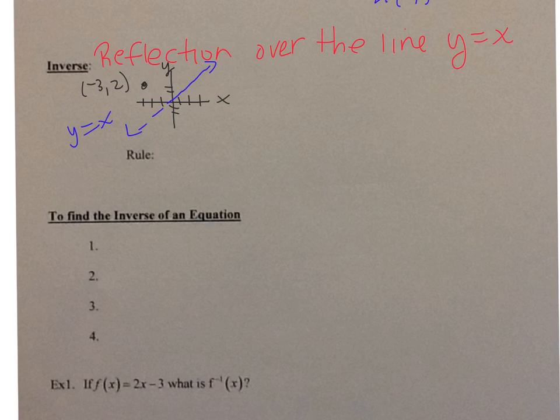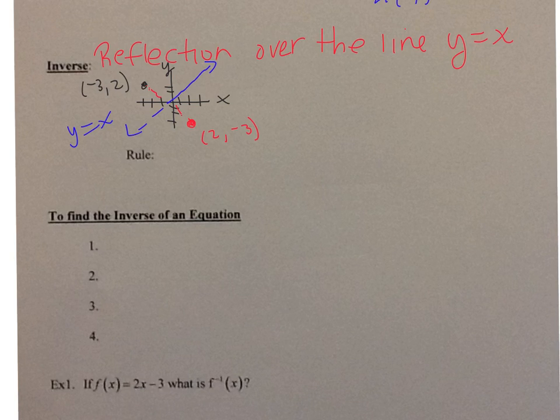So I would take this point and flip it over to the other side, and we get 2, -3. So that would be down here. So it would be 2, -3. So that's what the inverse is. The inverse is to flip it over the line y equals x.